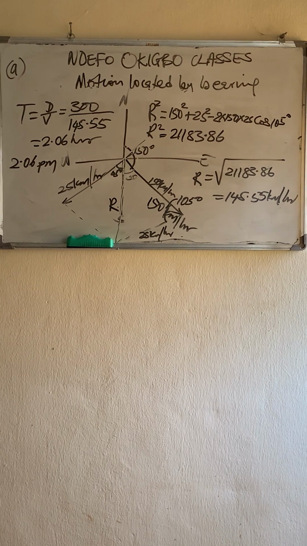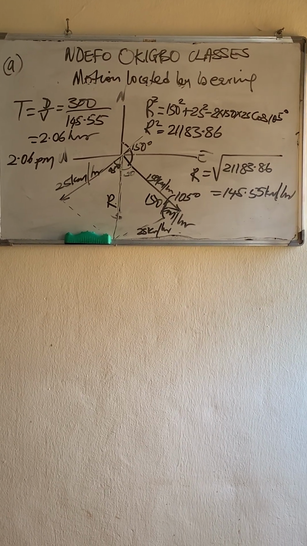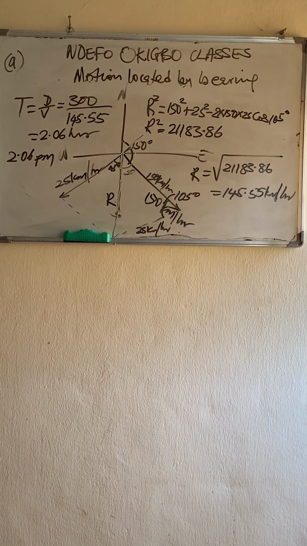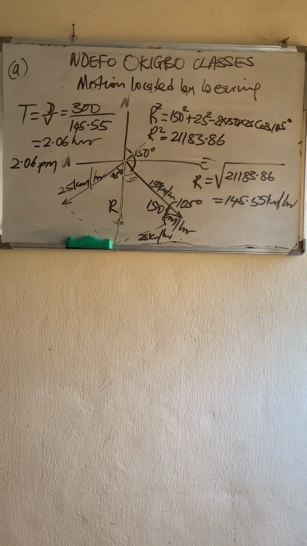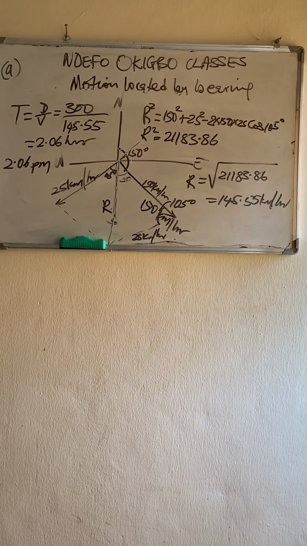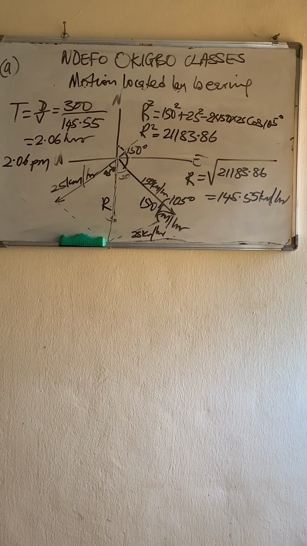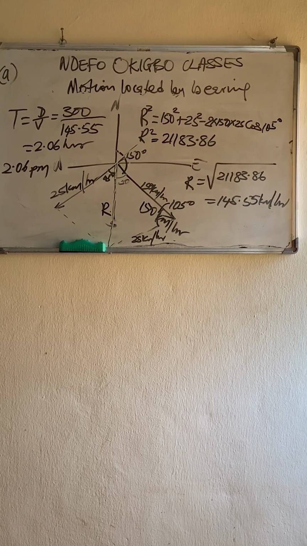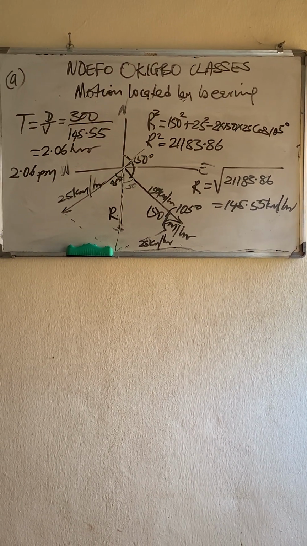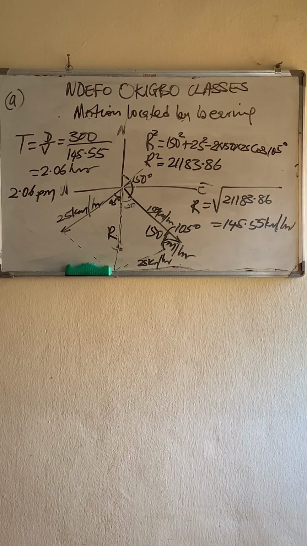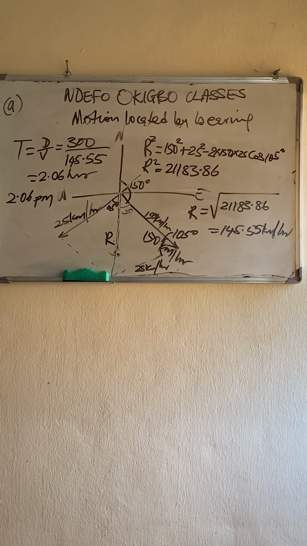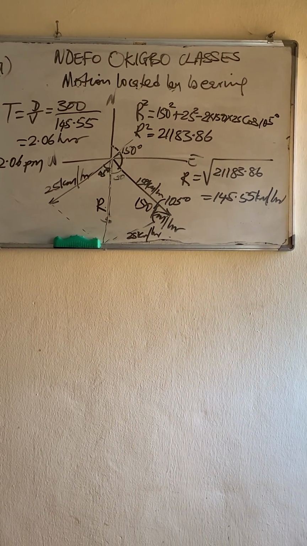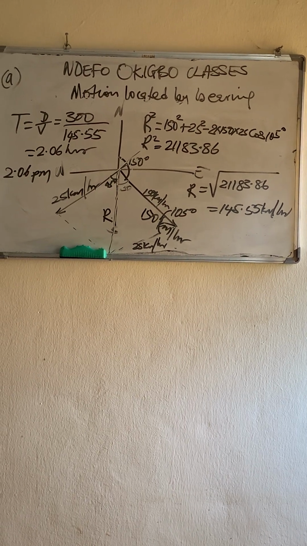The question says a helicopter gets up from a heliport at 12 noon, flying at a bearing of 150 degrees to another heliport 300 kilometers away on an airspeed of 150 kilometers per hour. It encountered a steady wind coming from the northeast at a speed of 25 kilometers per hour. What is the time of arrival of the helicopter?